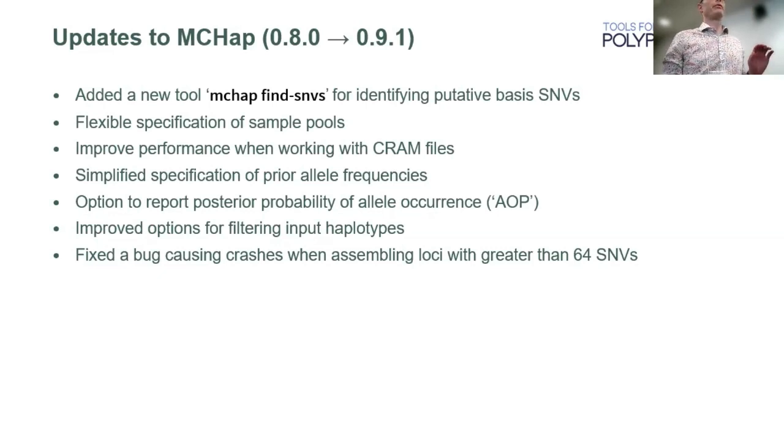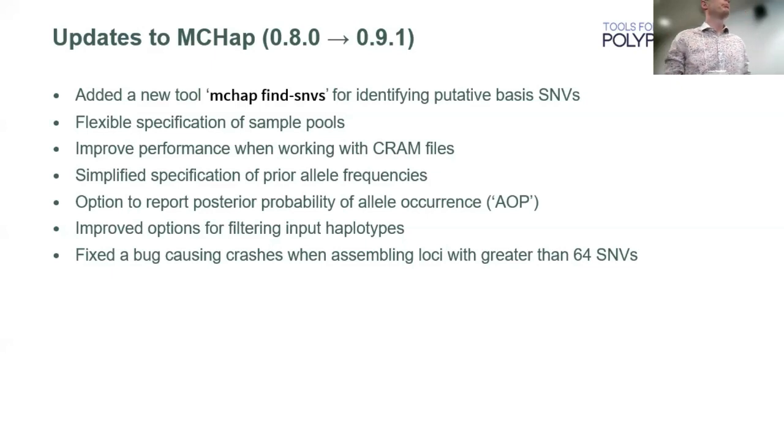This is a step that originally had to be done using an external variant caller like FreeBayes or GATK. Now we can just identify those putative SNPs in a very simplistic way. It's optional, but it speeds things up quite a bit. We also have a new feature, which is flexible specification of sample pools. This is for a pooled assembly that I'll get into shortly. And we've also improved performance quite substantially with CRAM files.